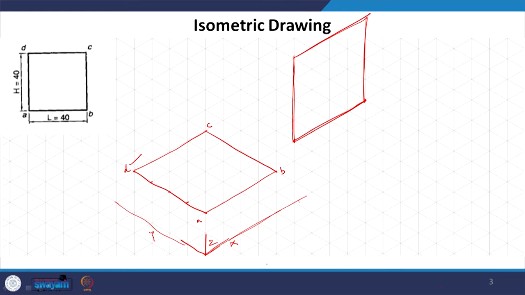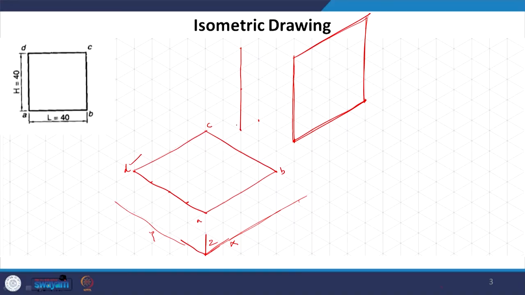This is another condition. The same square could be kept in such a way that it is perpendicular to the xy plane and it is parallel to xz. There could be another condition where this plane is perpendicular to xy, but it is parallel to yz. So, what we have is z and this is y here.